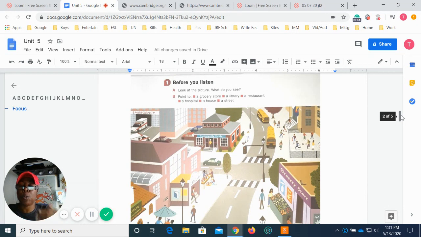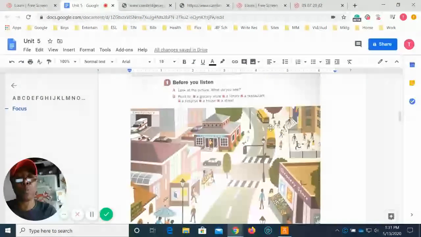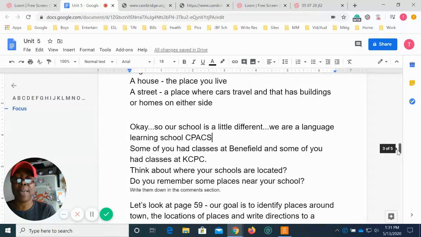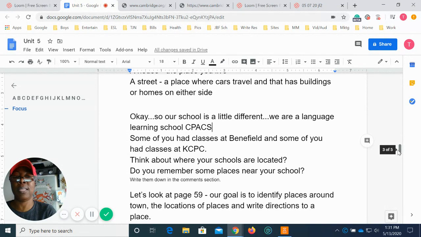Now, for those of you who take my English class, you take your English class a little differently than this typical regular school. Some of my students, we actually go to a regular school like this and meet in an area of a regular school like this. Some of my other students, we meet at a church. I've had students where I meet them at a community center. So we have different places that we can meet for English class, right, with CPACs. And because our school is a little different, we are a language learning school.